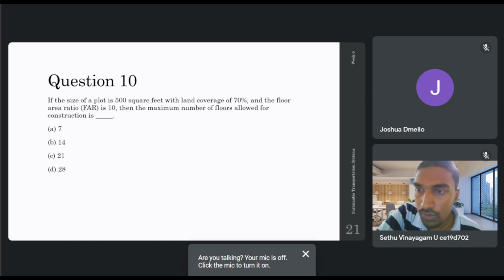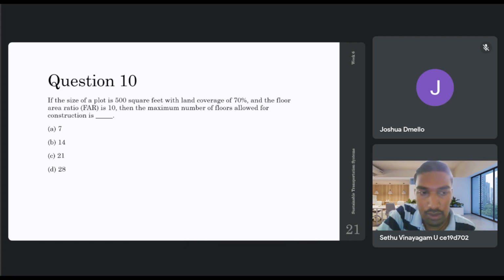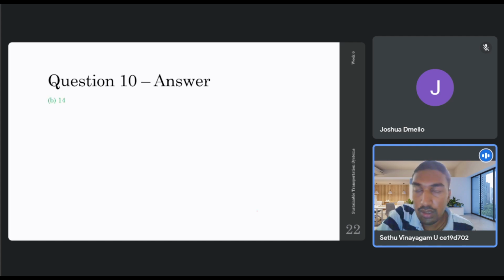Okay, so we have one vote for option A, 7. So the right answer is actually option B. It is 14. Okay. So how do we get this? So let us see.